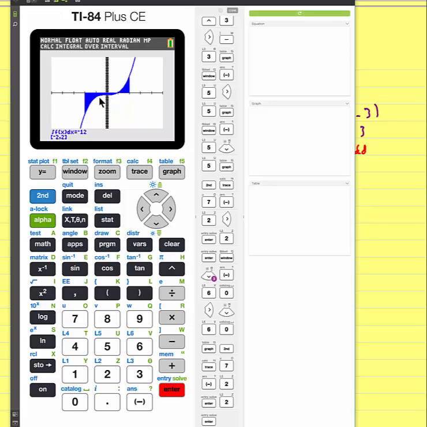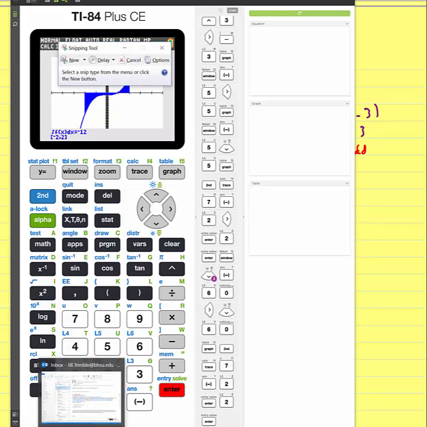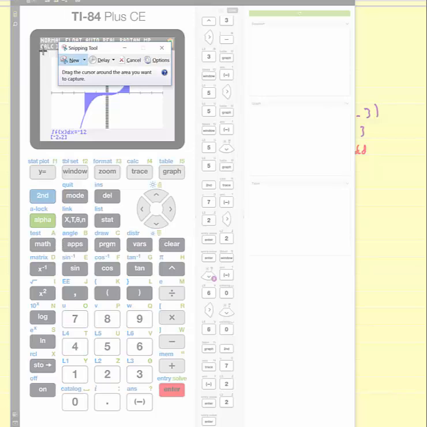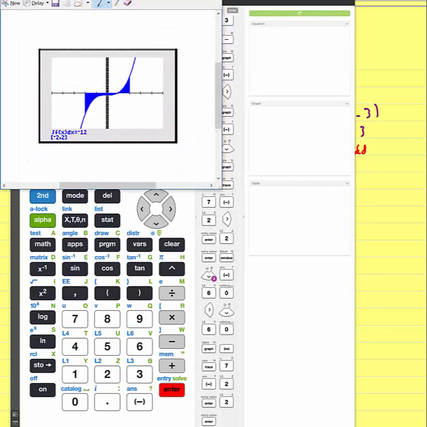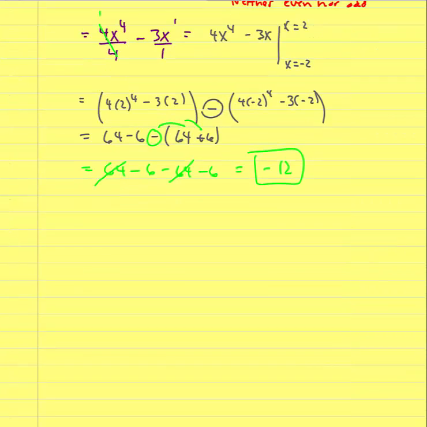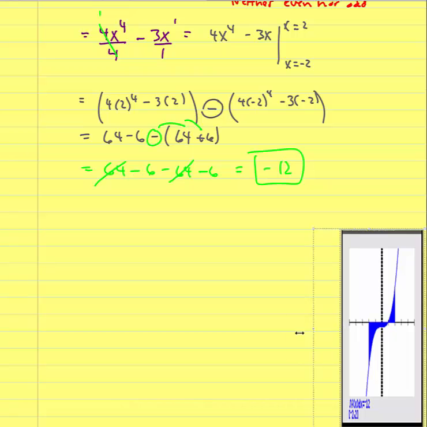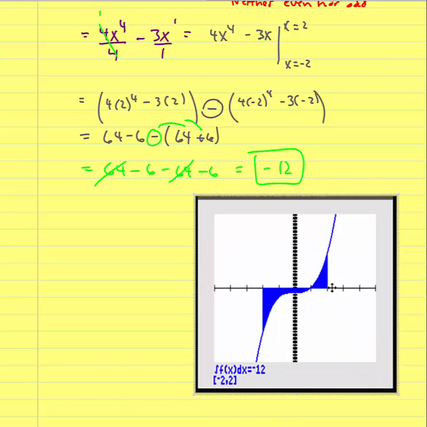Before it was kind of cutting them off, and I can definitely see that the area below is larger than the area above. And that's verifying for me then that the bounded area is equal to negative 12. So again, I really encourage you to use your calculators to check your work but not to do your work. Credit is given for work, not answers. Okay, so that's kind of showing what the area is that we're looking for.